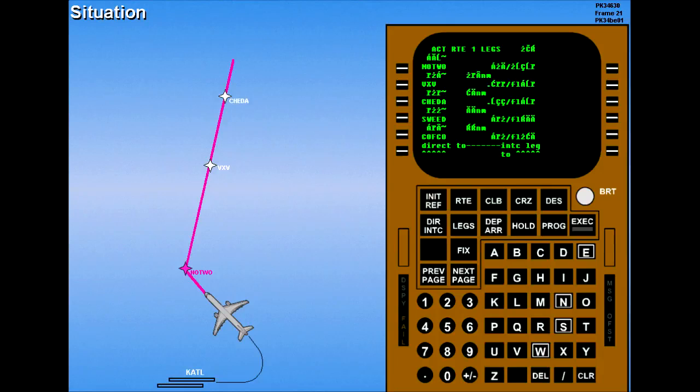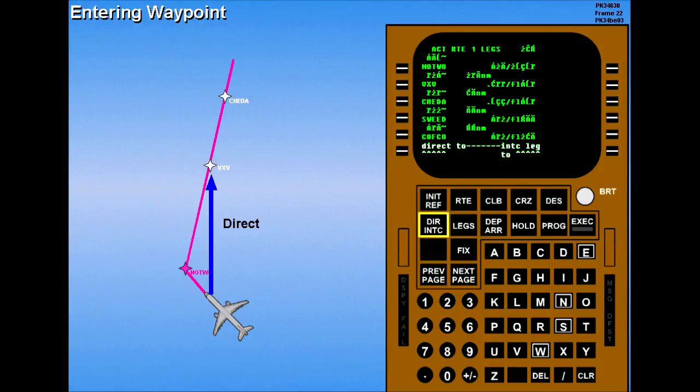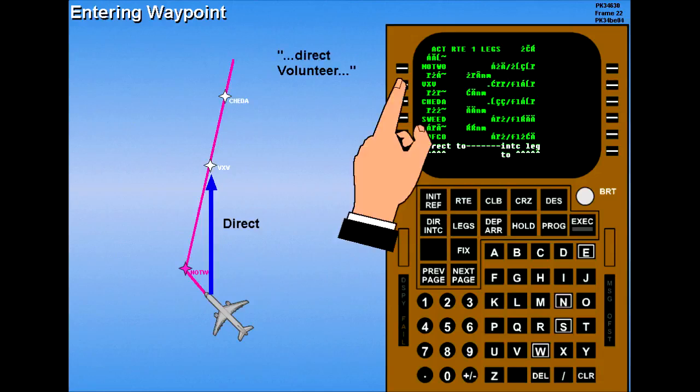In this situation, ATC clears you direct to Volunteer shortly after takeoff. Going direct to a waypoint and thus bypassing the active waypoint requires a specific entry method. To go direct to a waypoint, first select the Direct Intercept page. Next, line select the desired waypoint into the scratch pad.